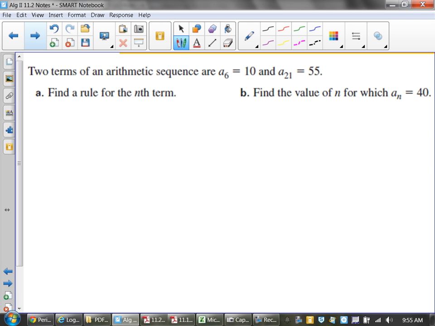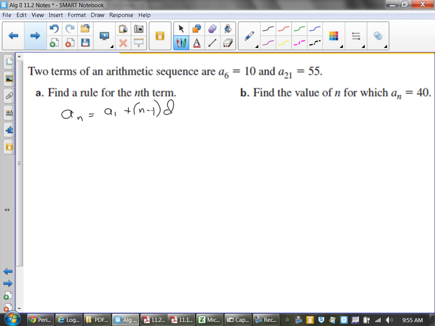In this case right here, we know that the 6th term is 10, and the 21st term is 55. I want to write out the rule for the nth term. So here's what we're going to do. We know that a sub n is always going to be the first term plus n minus 1 times their difference.